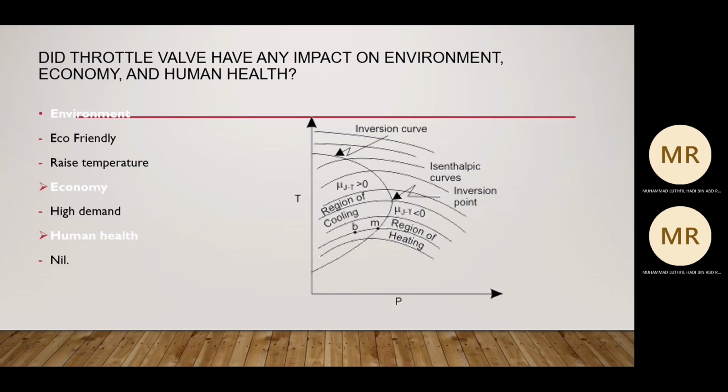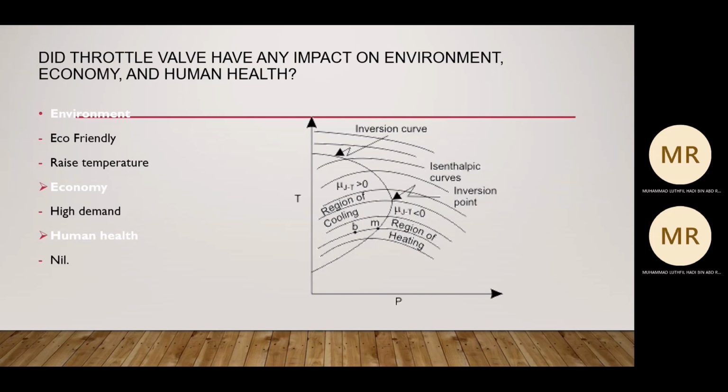For hydrogen and helium, the Joule-Thomson coefficient is negative, whereas hydrogen and helium warm up. For oxygen and nitrogen, its value is positive, and they cool down.